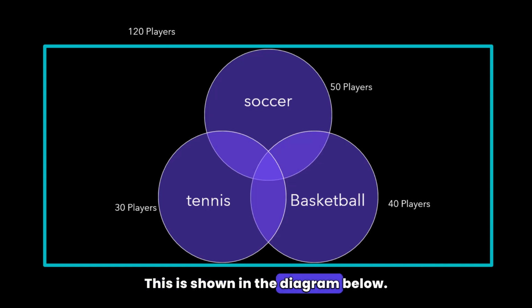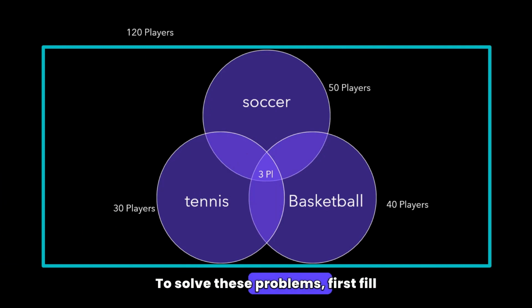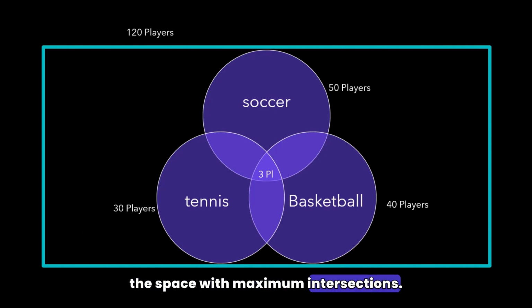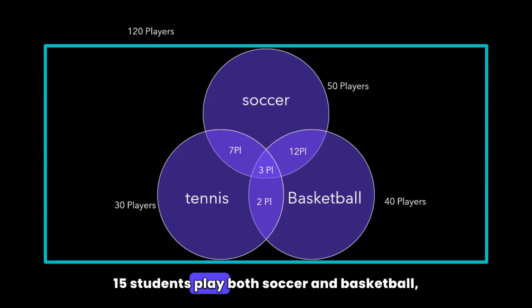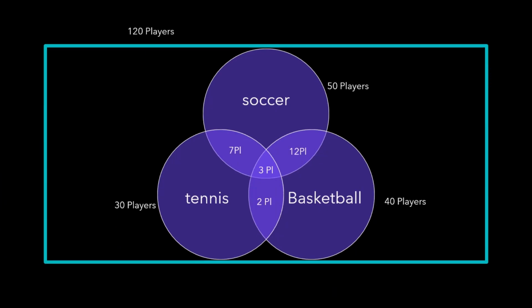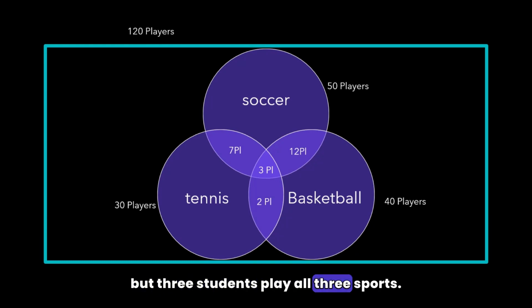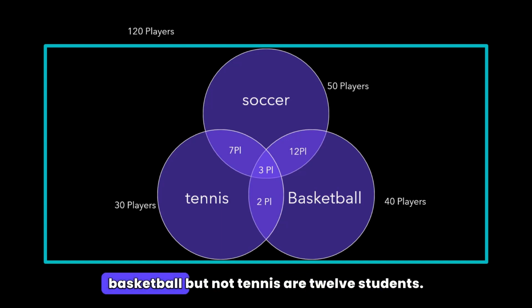This is shown in the diagram below. The total number of players is 120 and is represented by the rectangle. To solve these problems, first fill the space with maximum intersections. Here 3 students play all 3 sports. 15 students play both soccer and basketball. But 3 students play all 3 sports. So, the players who play soccer and basketball but not tennis are 12 students.